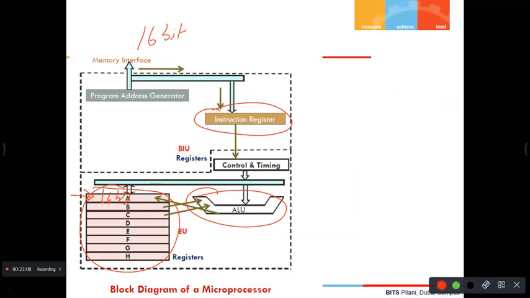So the size of these registers, arithmetic and logic unit, instructions, everything depends on whether it is 16-bit, 32-bit or 64-bit. At present, Intel is producing 64-bit microprocessors. The modern microprocessor is 64-bit at maximum. Then you can ask, sir, why didn't they go for 128-bit? There was no requirement for 128-bit.